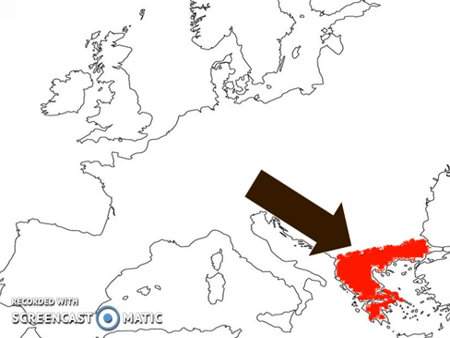I want to start out by showing you where Greece is located in relation to some of the other features we've talked about this year. So if you take a look at this map, this red area here is Greece. The arrow points to the area of Greece.